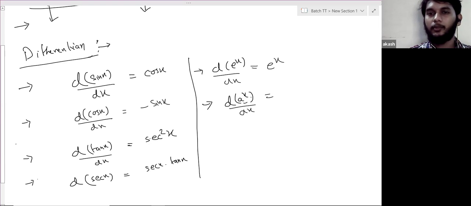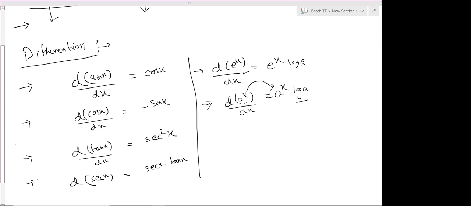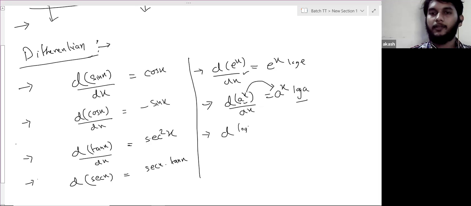Here we have constant to the power variable. The formula you are saying is variable to the power constant, right? x cube, x raised to the power 4, and so on. Here we have 4 raised to the power x. So here differentiation is a raised to the power x log a. All right, same, but multiplied with log a. In the case of e, we can write log e, but we know log e is 1. All right. So let's differentiate log x. What is the differentiation of log x?